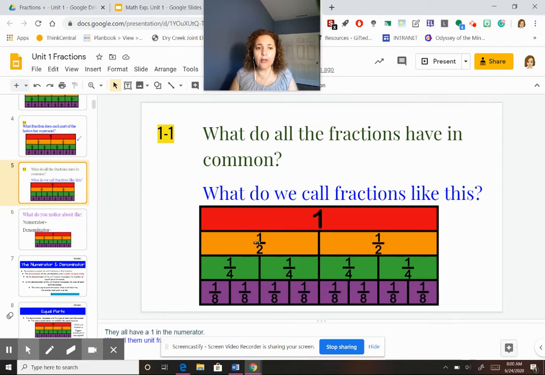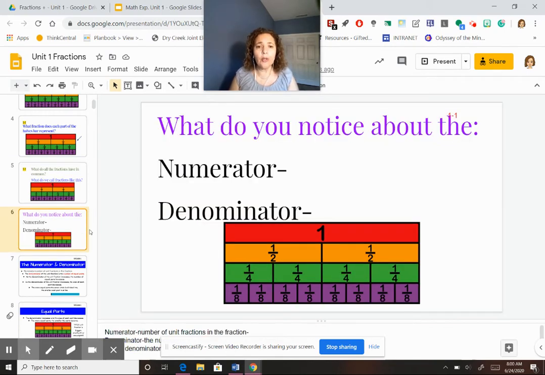So remember, numerator is the top number, denominator is the bottom number. Okay, all right, so what do we notice about the numerator? The numerators are all a 1. The numerator is the top number, the denominator is the bottom number. And what does the bottom number tell me? Stop the video, think about it, and then come back to me.